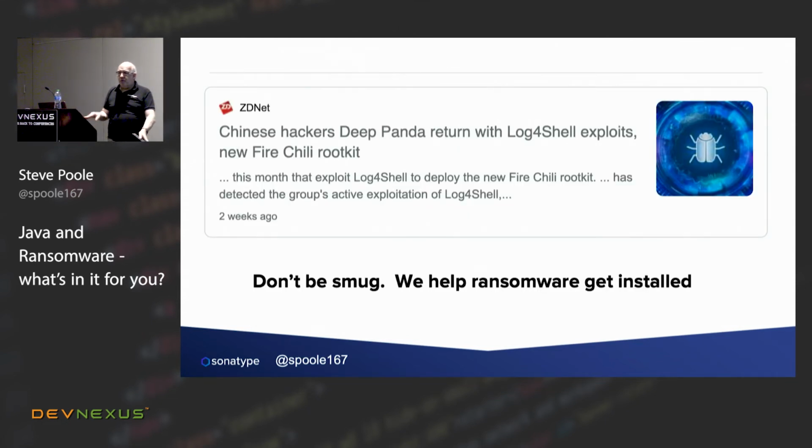There was one from a couple of weeks ago. There's this Chinese hacker group called Deep Panda. They go out and hack systems. That's their job, that's their profession. And they use Log4Shell, which I'm assuming you've all heard of. That was the start. Log4Shell got them into the system because it let them do an RCE, so they could run whatever code they want. And then they work their way down.